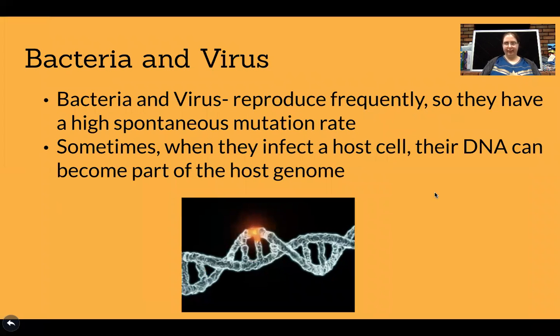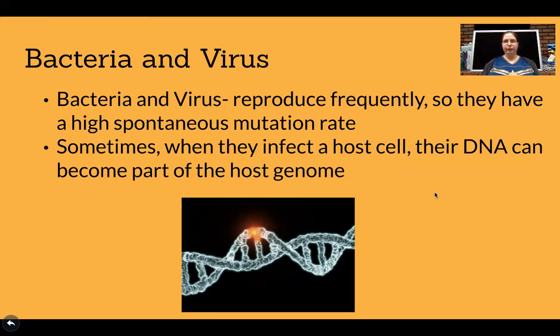Bacteria and viruses actually get lots of mutations. This is why we like to study them in terms of adaptations and evolution, because since they reproduce so frequently, they have a very high spontaneous mutation rate. For us humans, one generation can take 25-ish years, maybe 20 years on average. Well, one generation for a bacterial cell or a viral cell is a few hours. So in the span of a day, you can have multiple generations of these born.